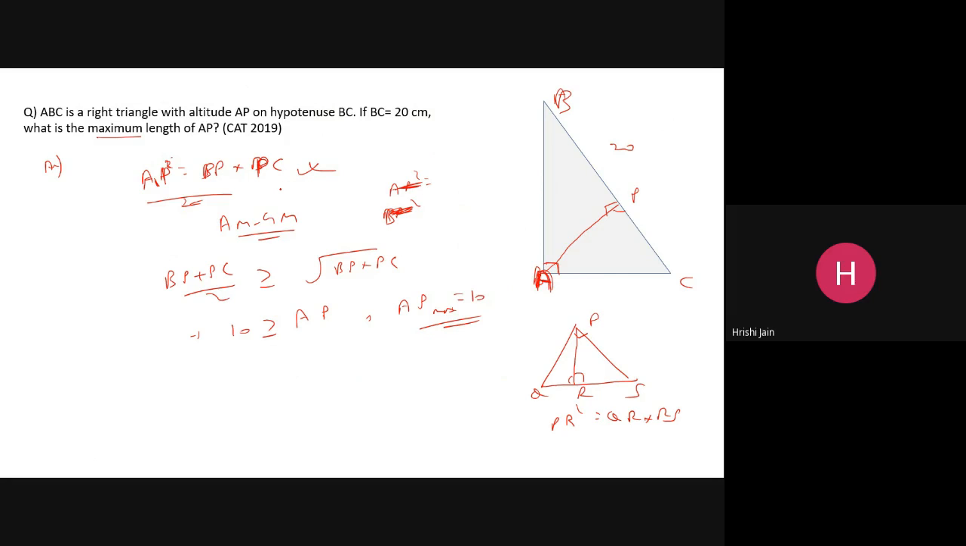Okay. So in short, we can conclude that the maximum length of AP is equal to hypotenuse by 2, right? In this case, yes, when you're dropping the perpendicular, yes. Okay.